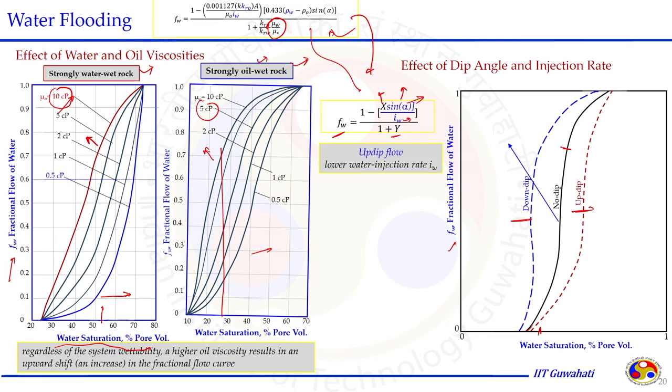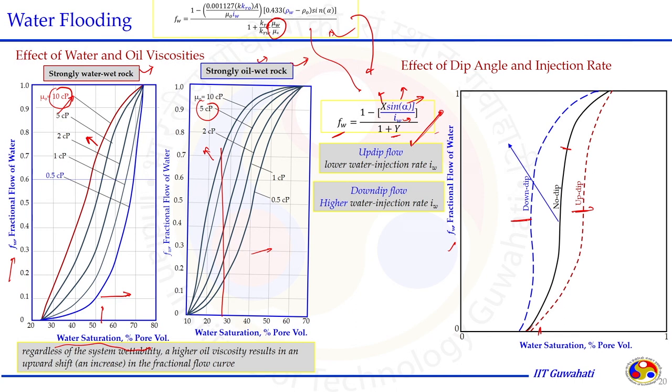So let's see, if up dip flow means a positive value of sine alpha, then the lower water injection rate is more preferable in the case of the up dip flow condition. While in the down dip flow condition, a higher water injection rate is more preferable, because in the up dip flow case, the fluid will be traveling against gravity, and then even the lower water injection will be preferable, and then the fluid will not be moving fast towards the production well.